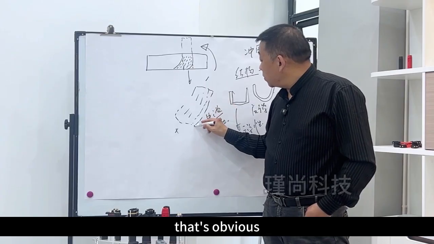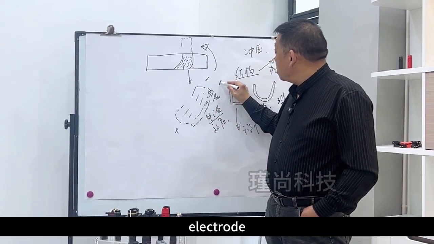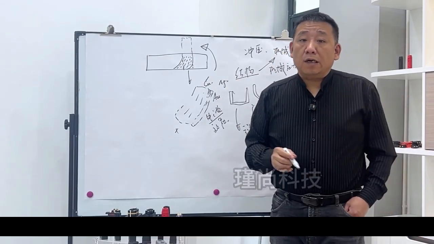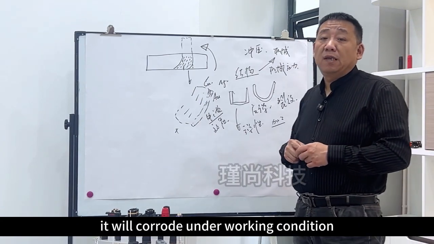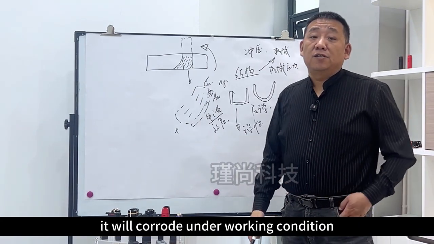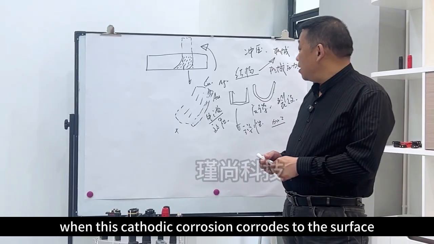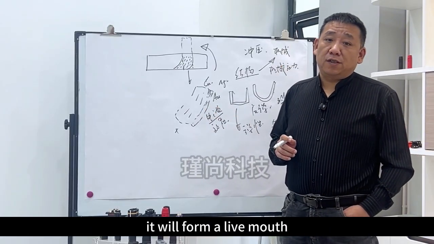That's obvious. It will form a positive and negative electrode. What is it called to form a similar one? Redox reaction. At this time the material will be corroded. It will corrode under working conditions. We call this corrosion stress corrosion. When this cathodic corrosion corrodes to the surface, it will form a live mouth.